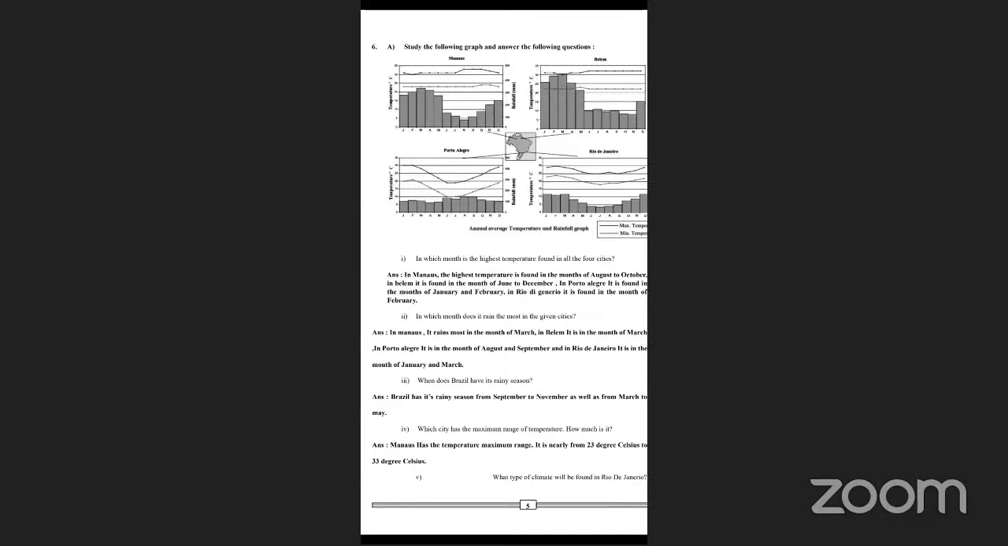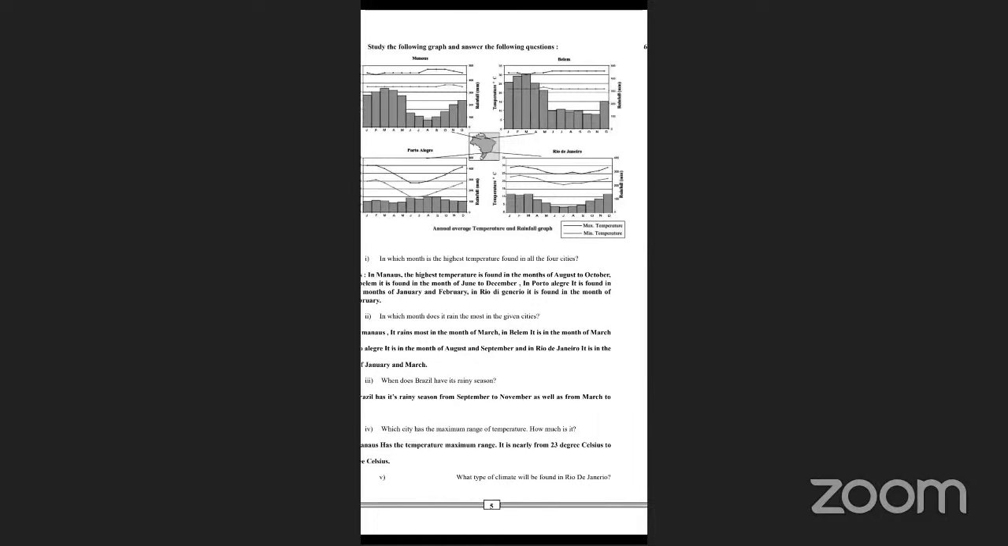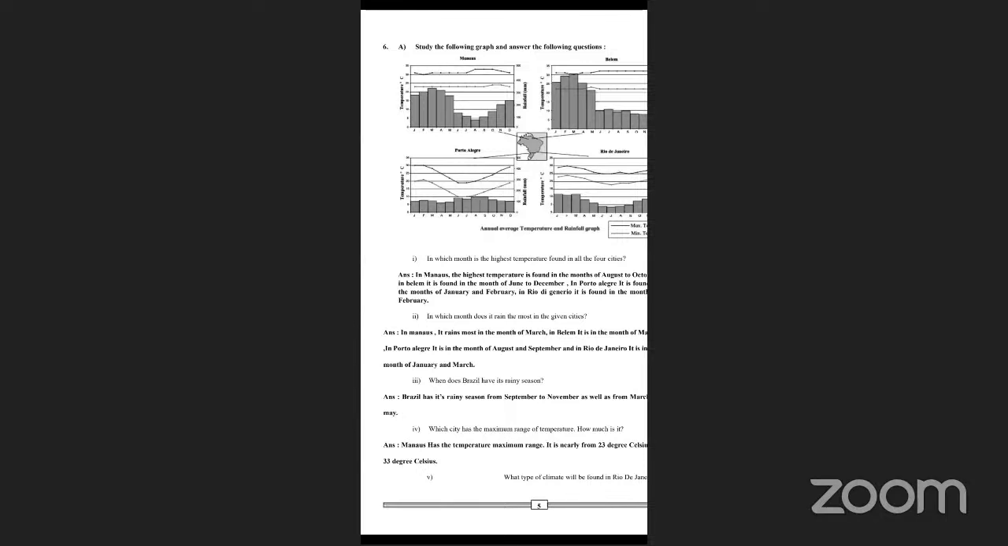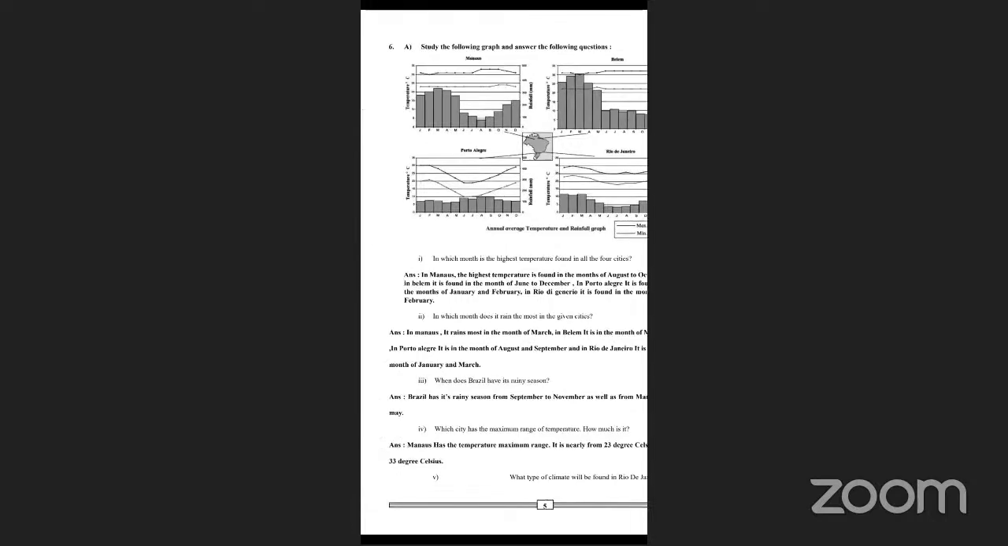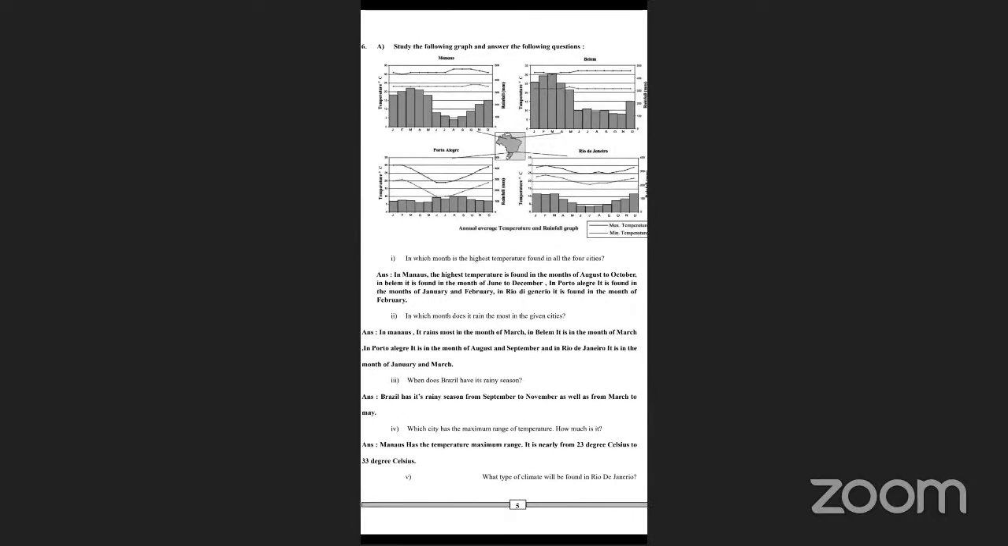In Manaus, it rains most in the month of March. In Belém, it is in the month of March. In Porto Alegre, it is in the month of August and September. And in Rio de Janeiro, it is in the month of January to March. Clear? Third one, when does Brazil have its rainy season? Generally, Brazil has its rainy season from September to November, as well as from March to May, because of the variations. Which city has the maximum range of temperature and how much is it?